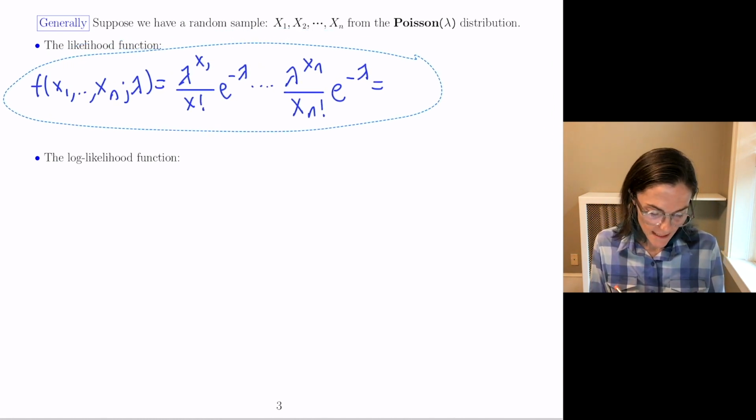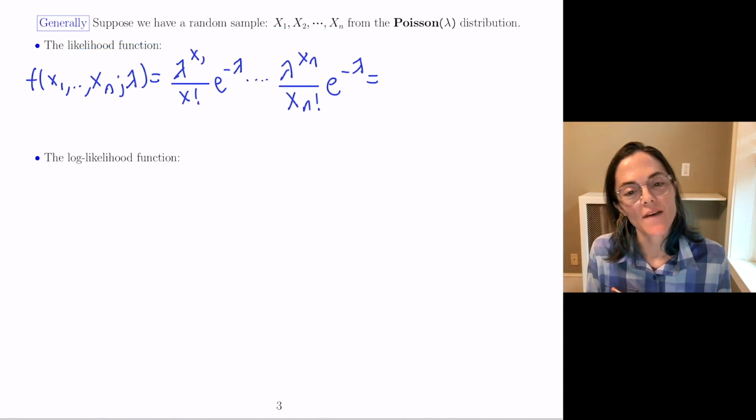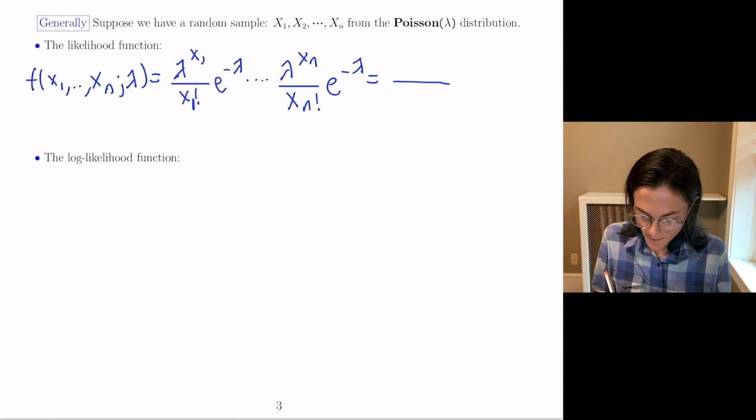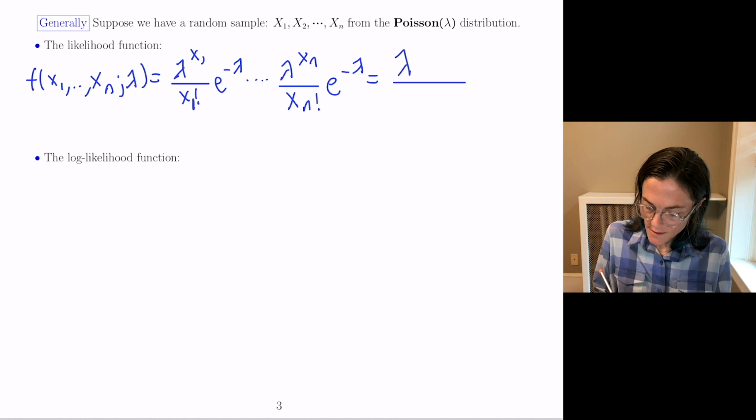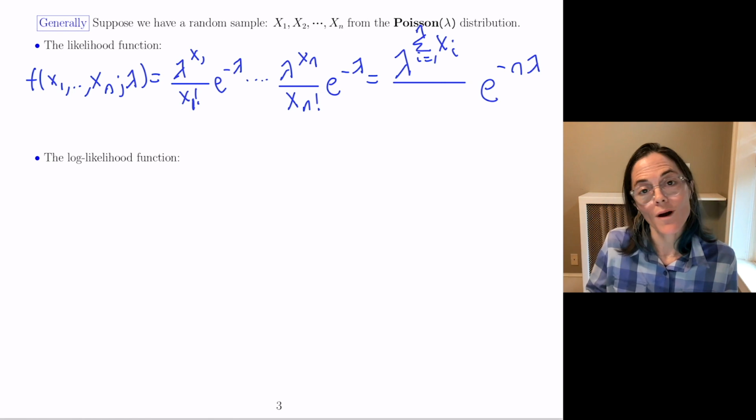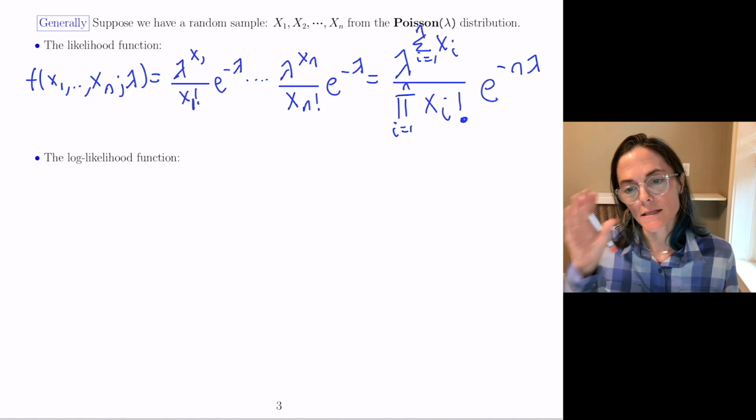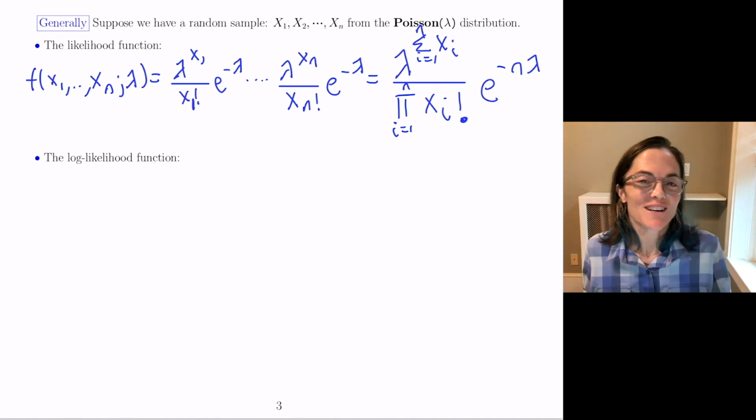Well, just as we did before, we can use properties of exponents. First of all, there should be a 1 here. Now, my numerator will be lambda to the sum, i equals 1 to n of xi. We have e to the minus n lambda. Then in the denominator, I have a product of all of these factorials. So we have a product, i equals 1 to n of xi factorial. Well, this looks intricate, but the good news is, we did an example first.